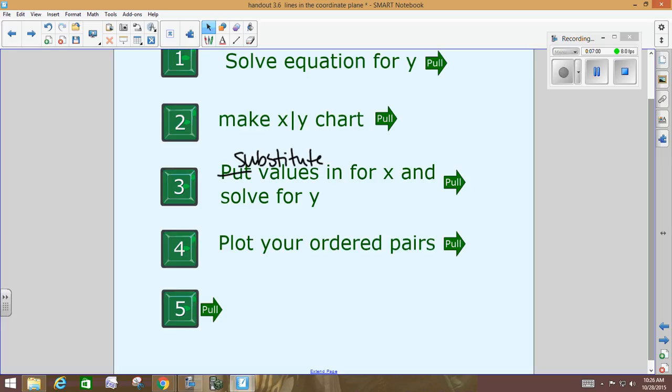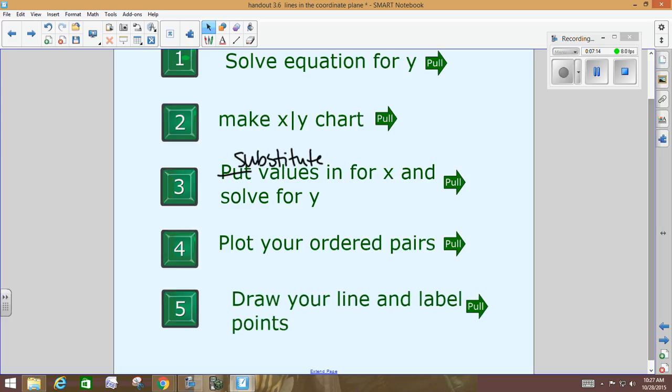What you get then is an ordered pair. You put in an x value, you get out a y value, that's a point, an ordered pair that you're going to graph on your little plane. And after you graph your 3 points, connect the dots to make a line, because we're graphing lines today. You don't have to label your points, you just need to connect the dots. Okay, so first you solve your equation for y, make an XY chart, find 3 x values, get 3 y values, graph them, and then make a line.